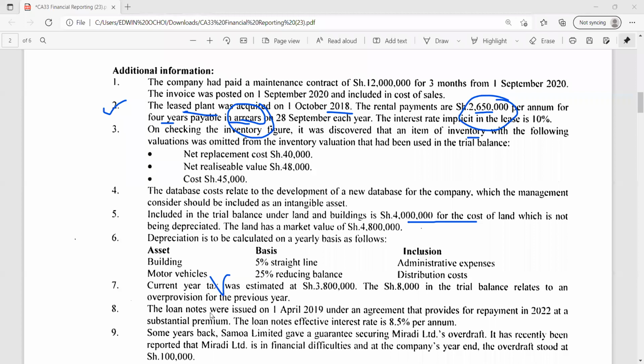So after we are done with the additional information concerning tax, we continue with the others. So number 8, they are saying that the loan notes were issued on 1st April 2019 under an agreement that provides for repayment in 2022 at a substantial premium. The loan notes effective interest rate is 8.5.